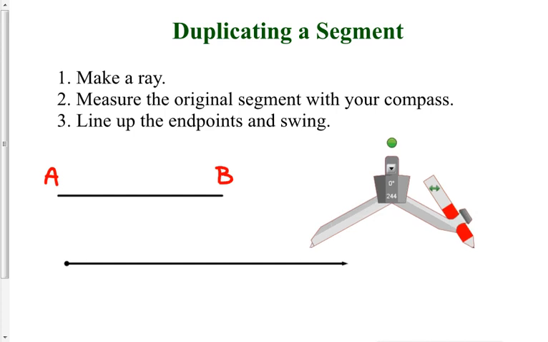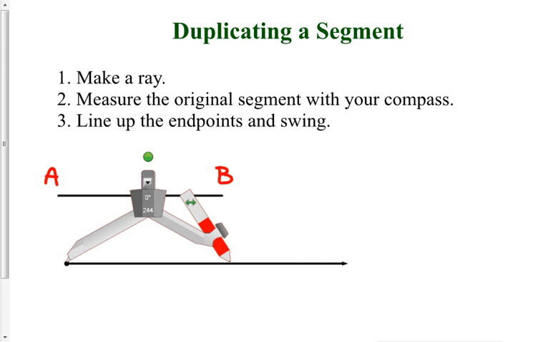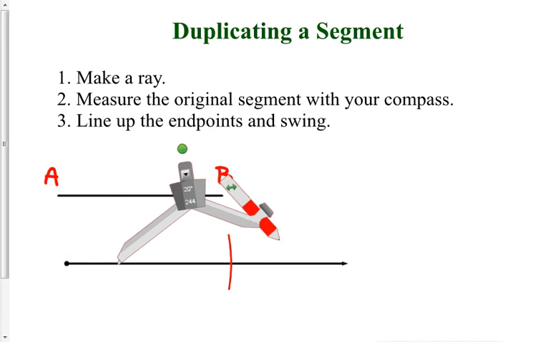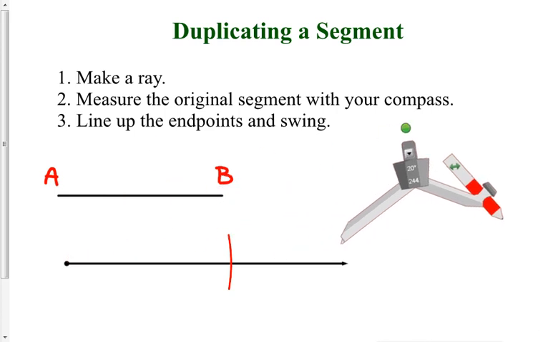Because when we construct, we are not measuring, we are using compass and straight edge only. So step 3, line up the endpoints and swing. Over here, I've taken the point of the compass and I've lined it up on the endpoint of the ray, and now I'm going to swing an arc through that ray. And it's the intersection of that arc with the ray that I know is the second endpoint of my duplicated segment, right there. So I'm going to now name my duplicated segment A prime, B prime.